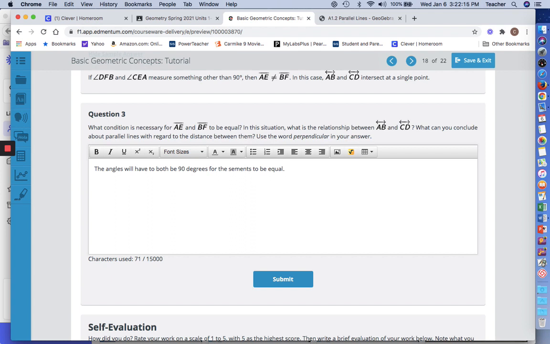What can we conclude about parallel lines in regard to the distance between them? Use the word perpendicular in your answer. Okay, so AB does not intersect EF, but they are parallel. AE and BF are perpendicular. I know this because they are 90-degree angles.